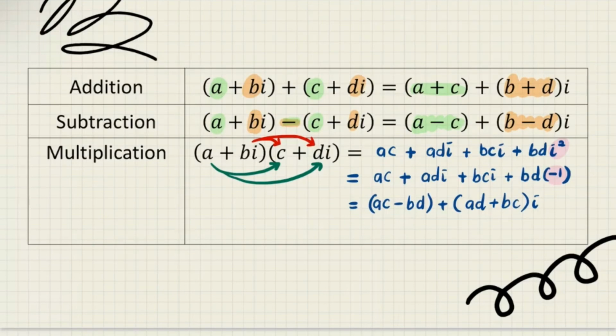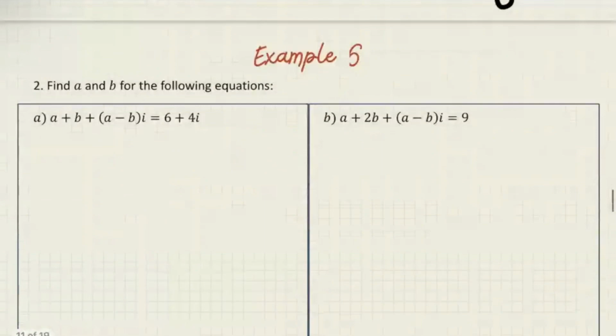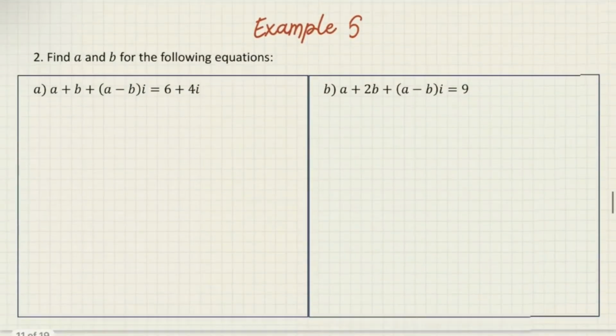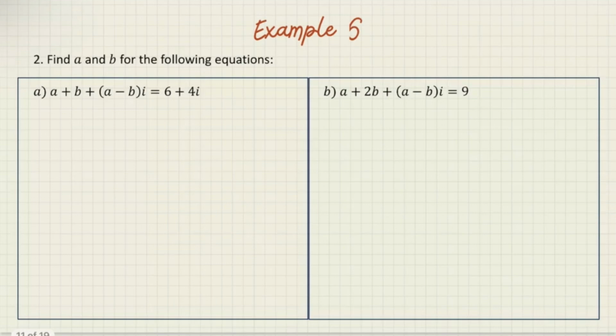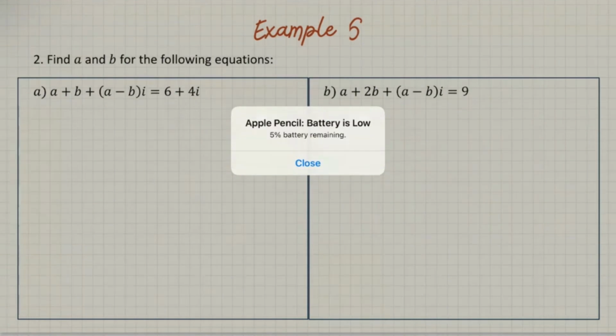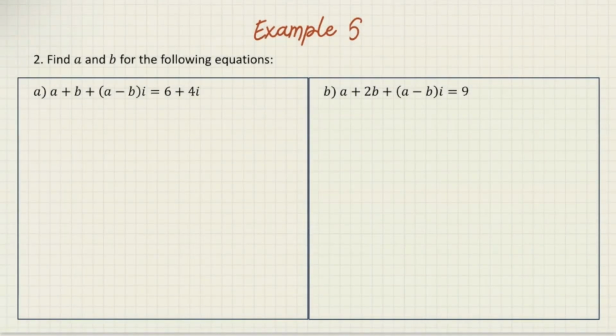Okay, now benda ini kita teruskan dengan example 5. Okay, find A and B for the following equations. So here we have A plus B plus A minus BI equals to 6 plus. So first of all, kita akan comparekan the real part. Okay, so untuk real part, we have A plus B equals to 6.